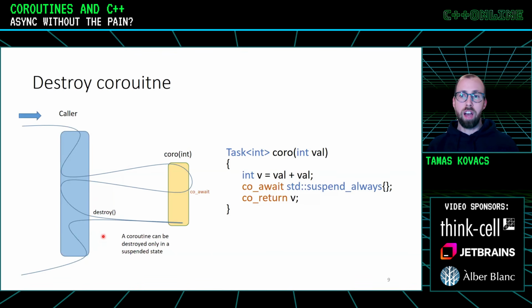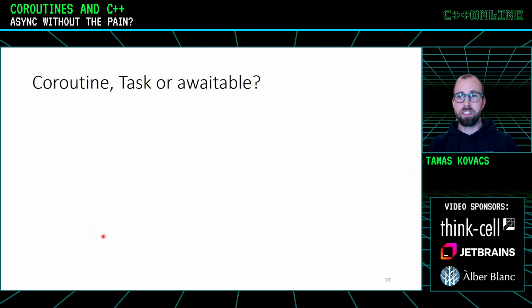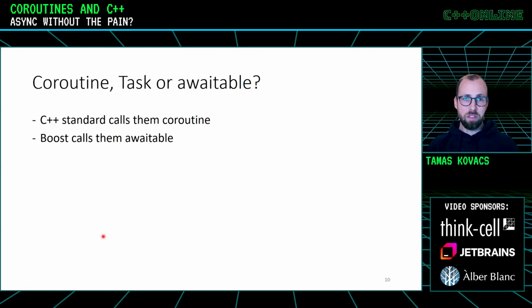So now that we have quickly covered the basics, let's make some concepts and naming clear. You may notice different names in different ecosystems. The C++ standard calls them coroutines, Boost.Asio calls them awaitable, and some other libraries call them tasks. This is not because they are fundamentally different. This is because we are C++ developers. Single concept, multiple names. Welcome to C++.